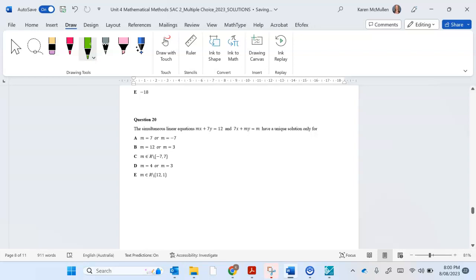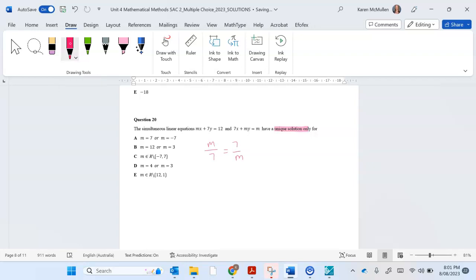All right, question 20, the simultaneous linear equations have a unique solution. Oh, wow, I love these. So we want a unique solution. You can rearrange them in the form y equals mx plus c and make sure you don't have the same gradient and y-intercept. But I love just doing the ratios. So we've got m over 7, the coefficients of x over the coefficients of y.